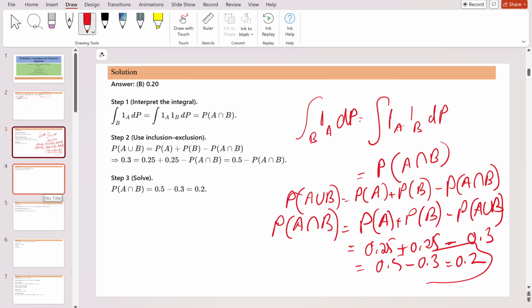Any doubt? The integral of 1_A dP is simply equal to integral of 1_A 1_B dP, that is simply the probability of A intersection B. The probability of A union B is probability of A plus probability of B minus probability of A intersection B. So the probability of A intersection B will be probability of A plus probability of B minus probability of A union B. Probability of A is 0.25, probability of B is 0.25, and probability of A union B is 0.3. So it is 0.25 plus 0.25 minus 0.3, which is simply 0.5 minus 0.3, that is 0.2.